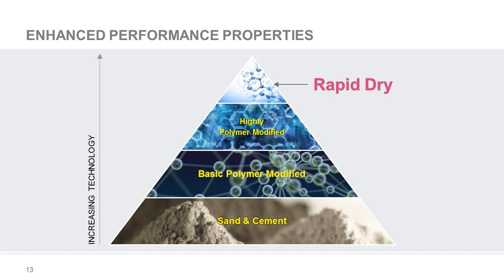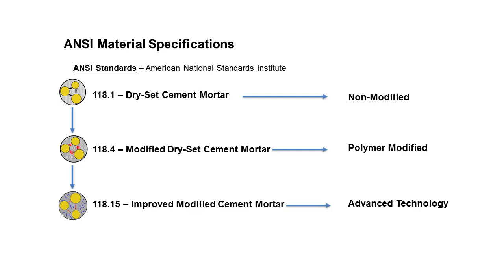At this point, it's useful to familiarize ourselves with the classifications within the American National Standards. According to the ANSI material specifications, a dry set cement mortar is A118.1. A modified dry set mortar is ANSI A118.4, and our new improved modified cement mortar is ANSI A118.15.